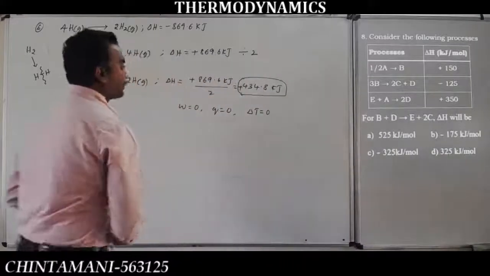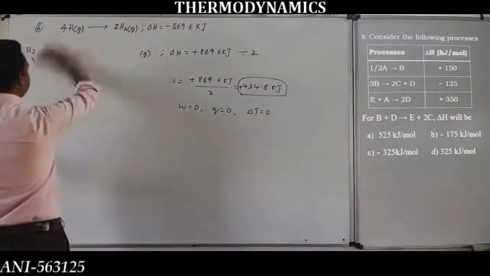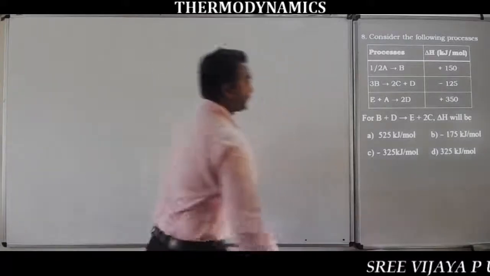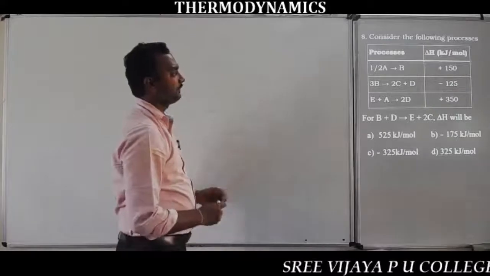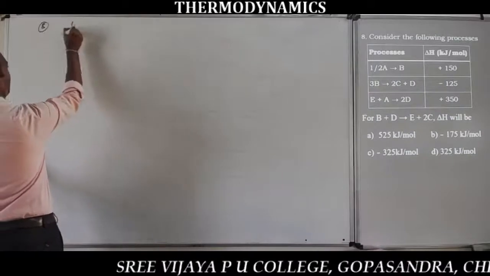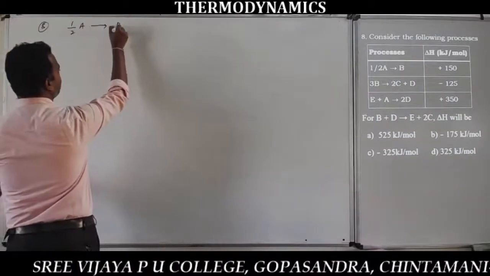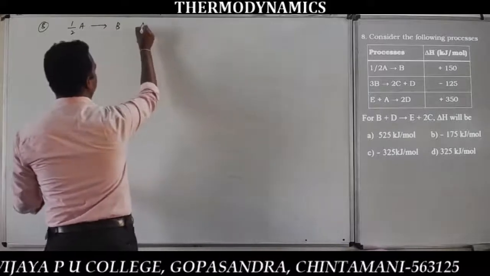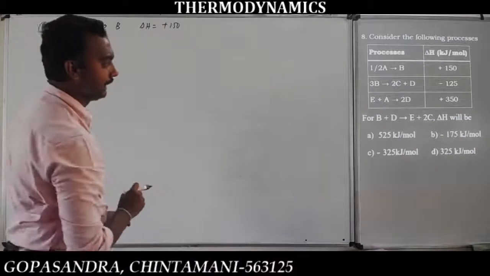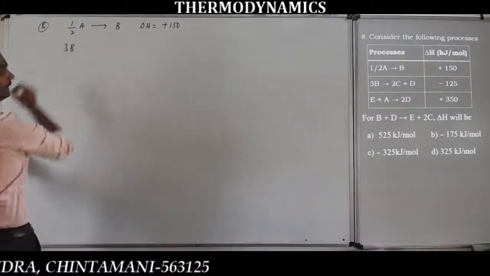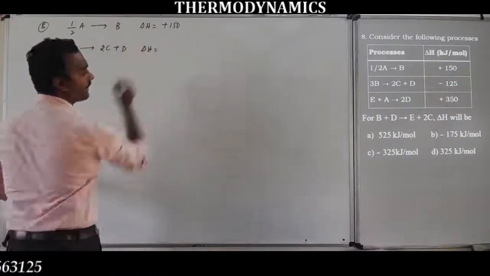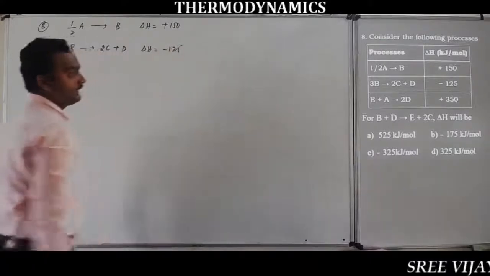Question number 8. What's the question? Consider the following processes. A is converted into B, for this the delta H value is equal to plus 150 kilojoule per mole. And one more equation is there, that is 3B is converted into 2C plus D. For this, delta H is equal to minus 125 kilojoule per mole.